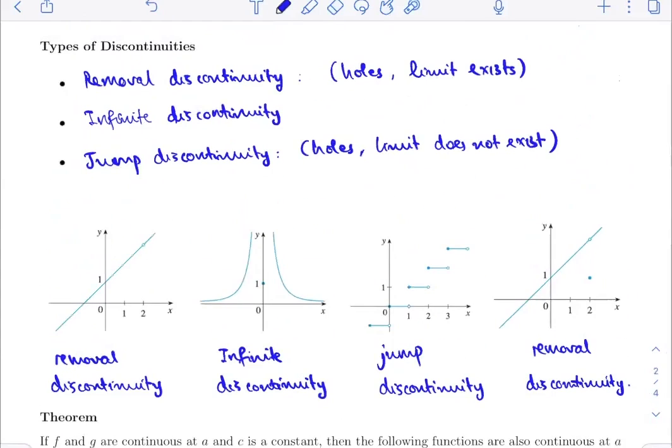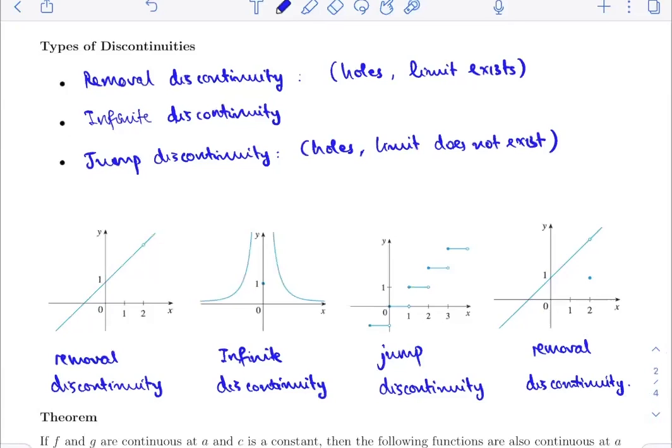So again, there are 3 different types of discontinuities. The first one is removable discontinuity. You can recognize this when you look at the graph and identify there are holes and the limit at the point of consideration exists. The second type is the infinite discontinuity. When you consider the limit at the point of discontinuity, the limits go up to either positive infinity or negative infinity. And the last type is the jump discontinuity. Again, when you look at the graph, you can identify there are holes, but the limit at the point of consideration does not exist.